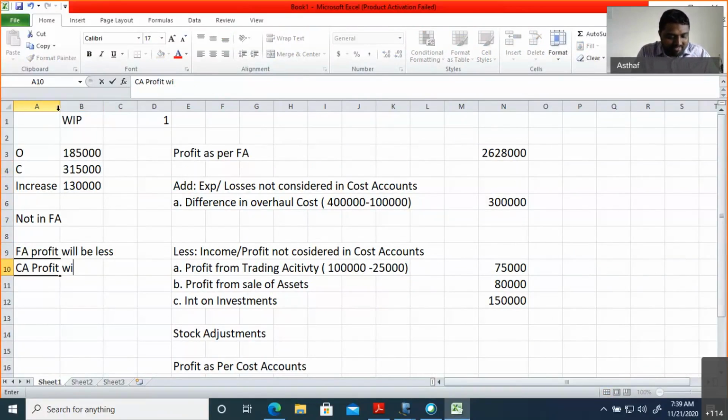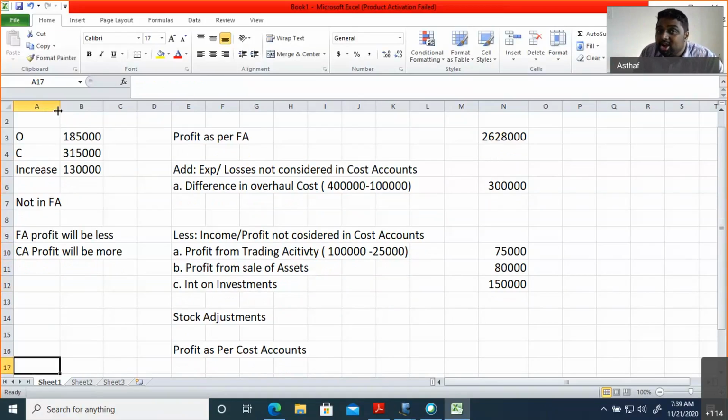Why? Very simple. The reason is that it is not at all considered in financial. Work in progress is not considered in financial. So if it is not considered in financial, financial profit will be less because it is an increase. Increase will increase the profit. So financial profit will be less. Cost profit will be more. The reason cost profit is more is because it is showing in the cost accounts. So if closing stock is more in cost accounts, cost profit will be more.